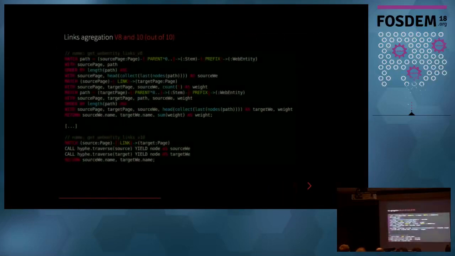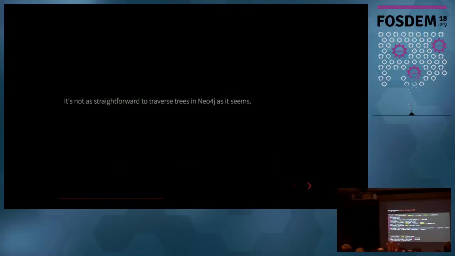Here are 2 examples of excerpts of Cypher queries we used to compute the graph of web entities sitting on top of the pages. Here, for instance, you see that we even tried stored procedures, which were developed by Benoit, who is somewhere in the room here.